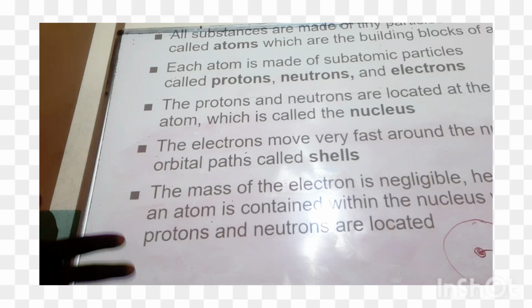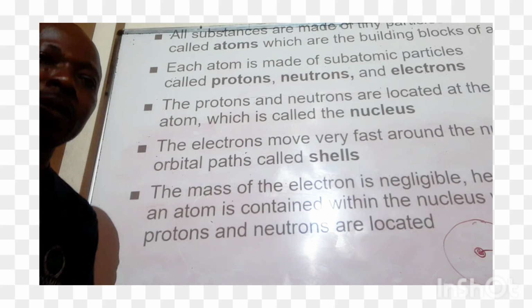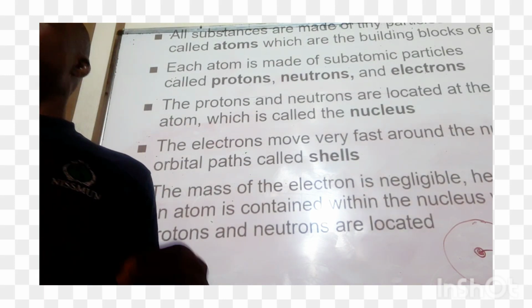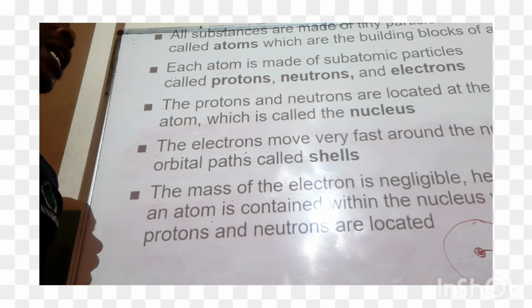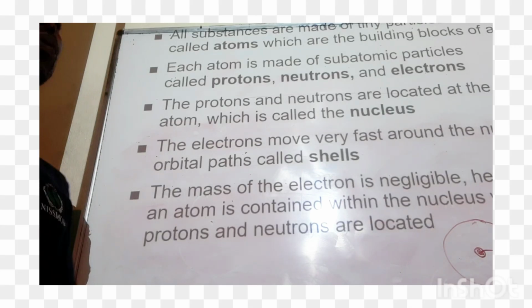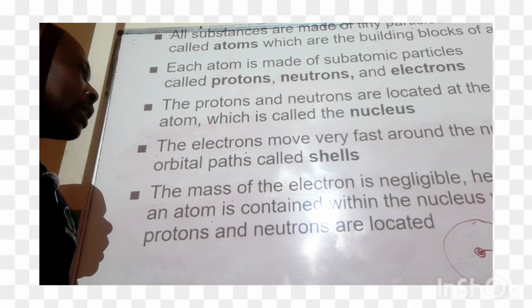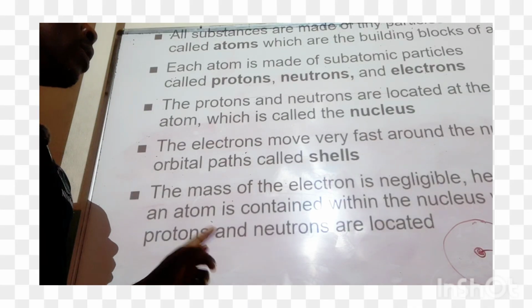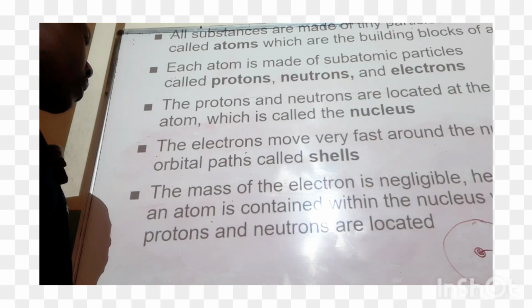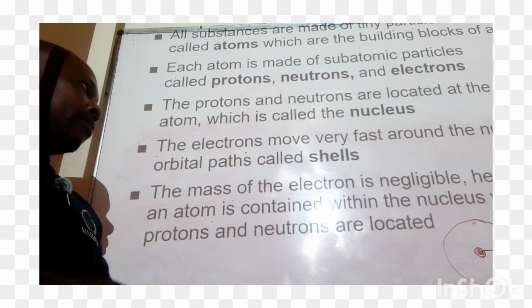Also, the mass of the electron is negligible. The mass of the electron is so small that we usually refer to it as a negligible mass, because it does not actually contribute to the mass of the atom. An atom's mass is contained within the nucleus, where the protons and the neutrons are located.